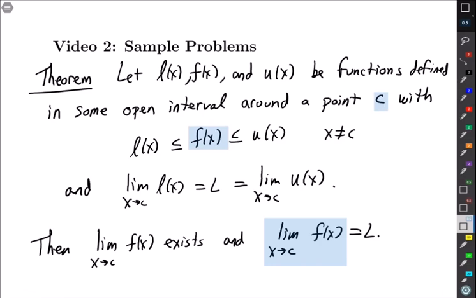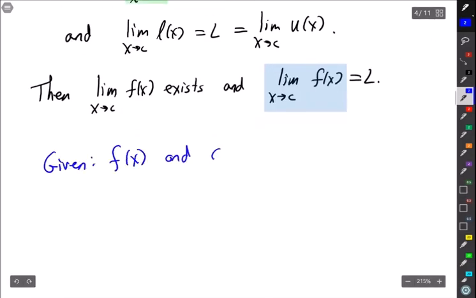What we then have to do to solve the problem is find the rest of these bits. We have to find L, we have to find U, such that all of these conditions are met. To summarize, we're given f of x and c. We need to find U and L that meet the conditions of the theorem, and then we can apply the theorem to get our result.